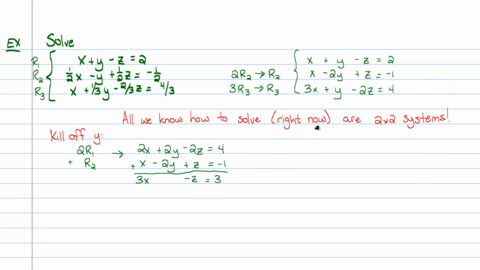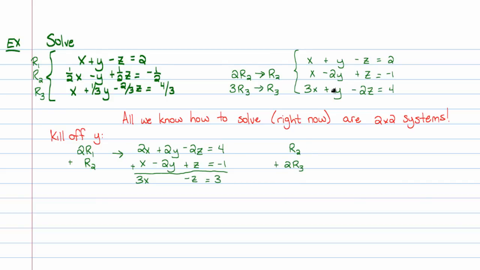Now, I'm going to choose a different combination of equations here so that I kill off the y's again. So this time, I'm going to take row 2 and I'm going to add it to twice row 3.